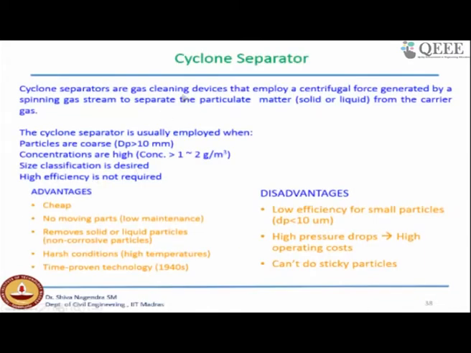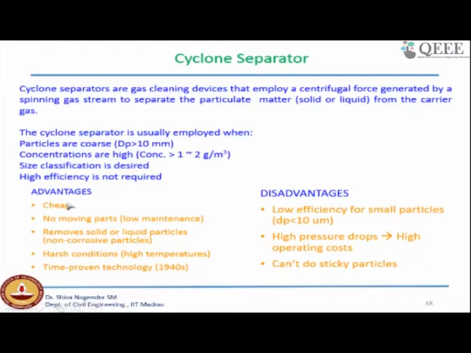The next important type of control equipment is the cyclone separator. Basically, it uses centrifugal force. Cyclone separators are usually employed if the particle sizes are greater than 10 micron. Since the cyclone separator is designed based on centrifugal force, particle size classification is very, very important.